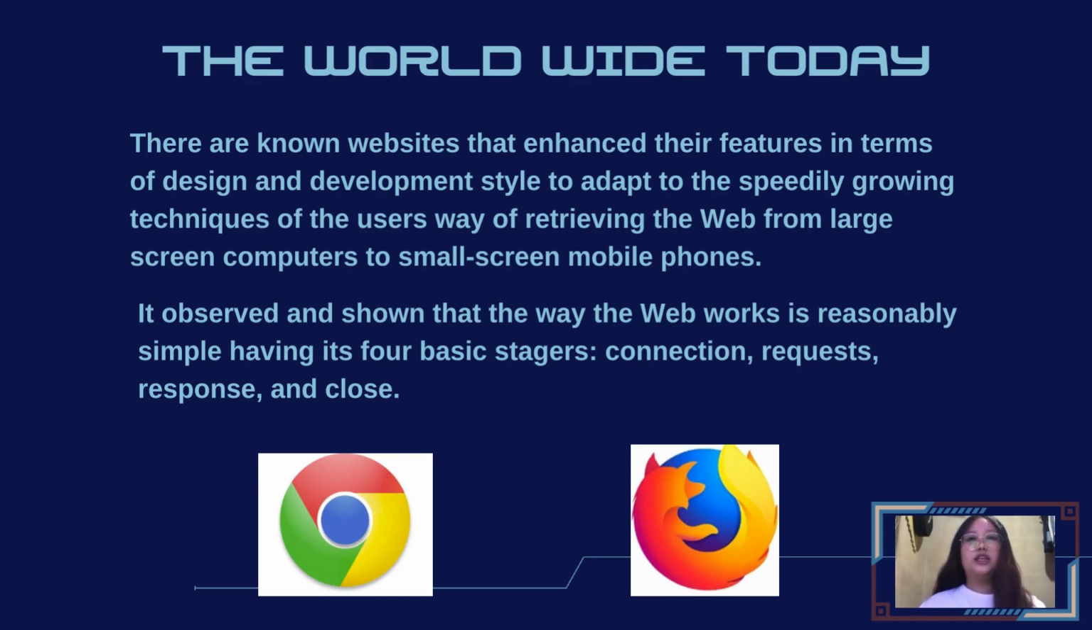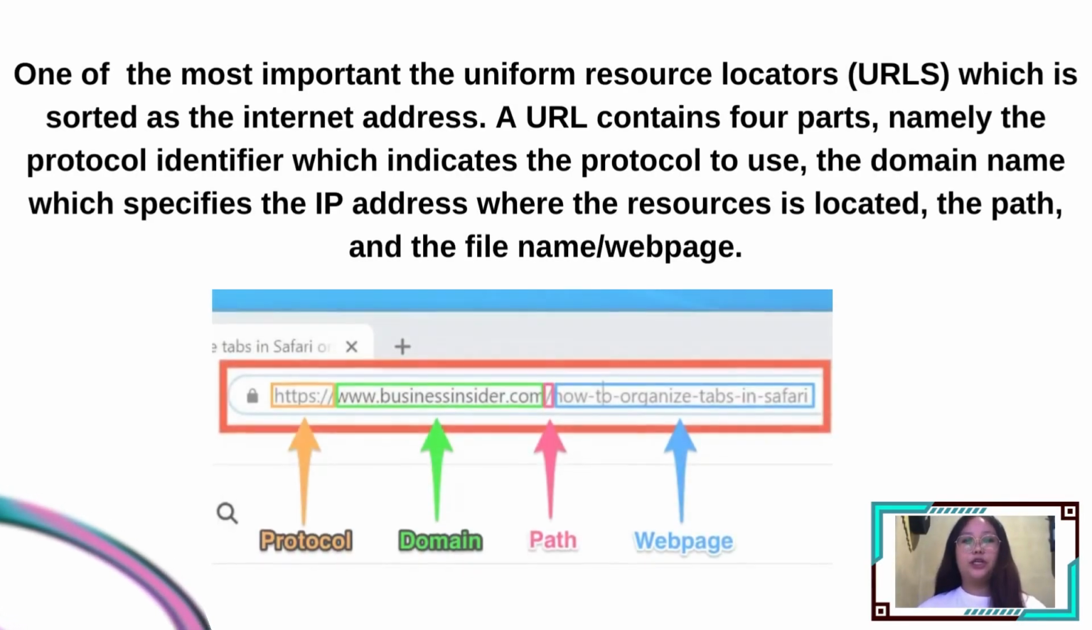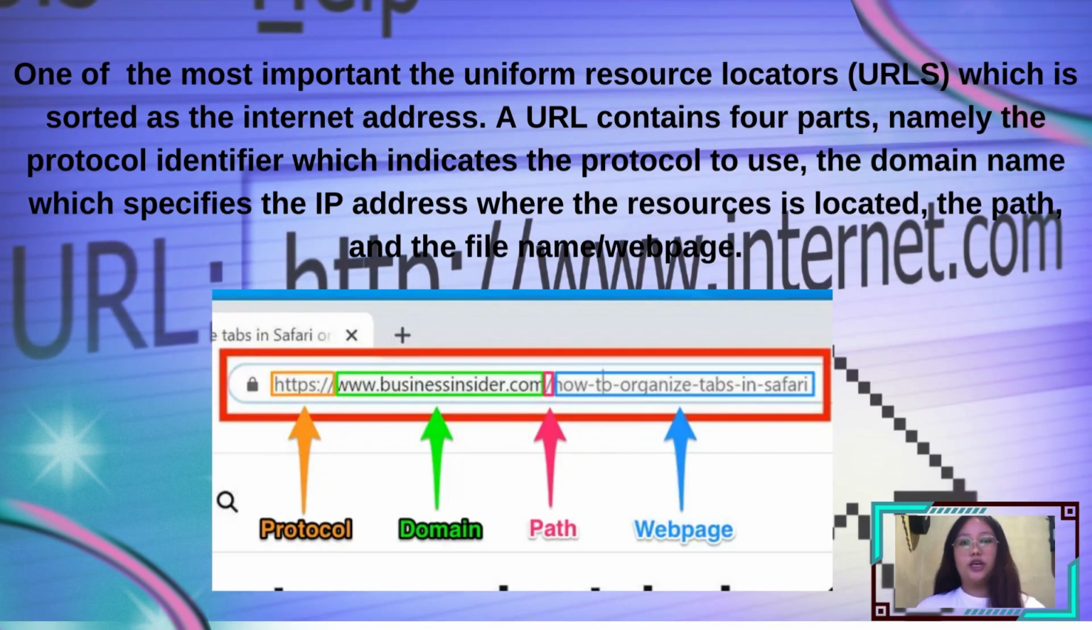So, different technical terms are used in explaining how the web works. One of the most important is the Uniform Resource Locator, or the URL, which is sorted as the internet address. A URL contains four parts, namely the protocol identifier, which indicates the protocol to use, the domain name, which specifies the IP address where the resource is located, the path, and the file name or the web page.